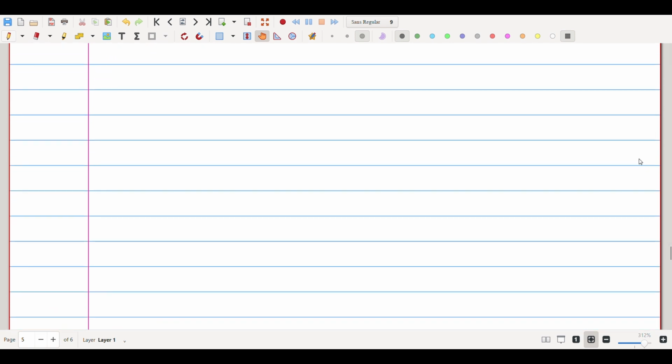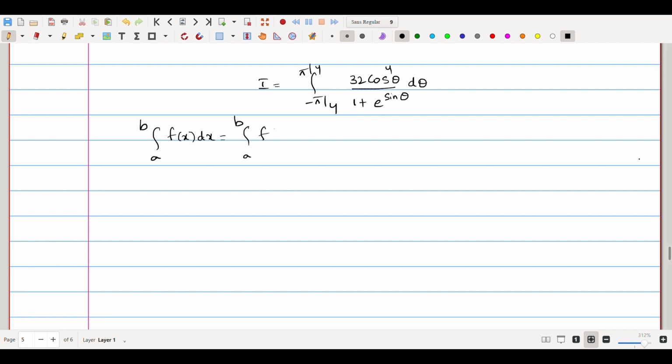So the given question is I equals the integral from minus pi by 4 to pi by 4 of 32 cos^4 theta by 1 plus e^sin theta, d theta. Looking at both limits, we know one result: the integral from a to b of f(x) dx is the integral from a to b of f(a plus b minus x) dx. So this result I am going to use here.